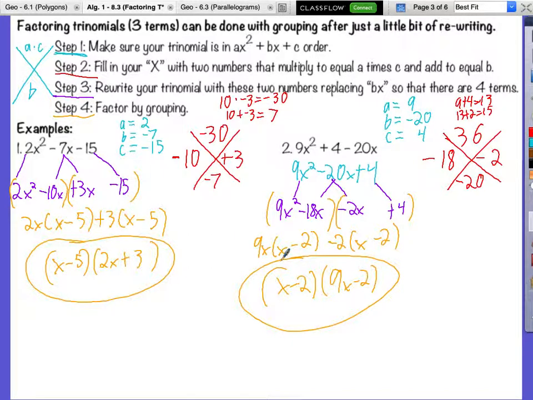Once again, we follow the same 4 steps here. Wesley, go ahead and flip the page.